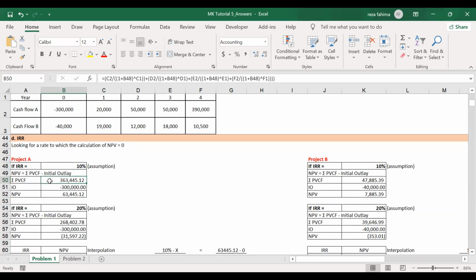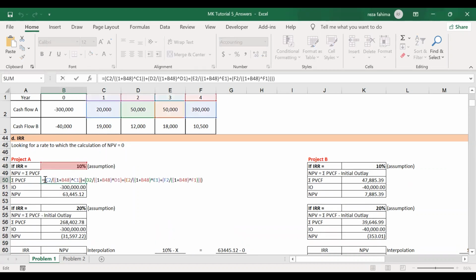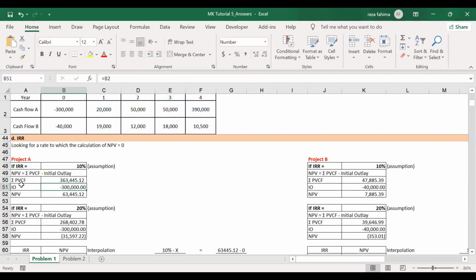So the PVCF for the project A when the rate is 10% is this cash flow for the year 1 of the project A divided by 1 plus 10%, which is the discount rate, in the power of 1, since we're calculating the cash flow of the year 1, plus the cash flow of the year 2 divided by 1 plus our assumed IRR of 10% in the power of 2, since we're calculating the cash flow of the year 2, and so on for the third year and the fourth year, and then we get our sum PVCF.